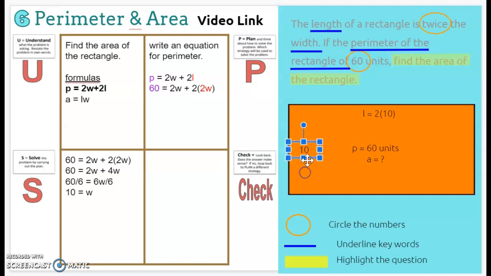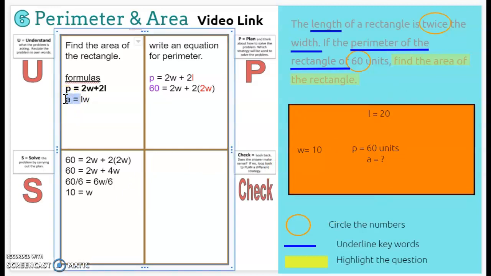So now I have my width equals 10. That's this right here. And my length equals 2 times 10. Well, what's 2 times 10? That equals 20. So my length equals 20 and my width equals 10. There we go. So now I need to plug these two things into my area.